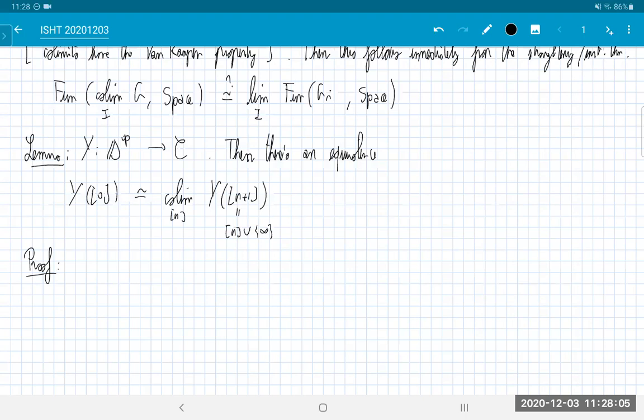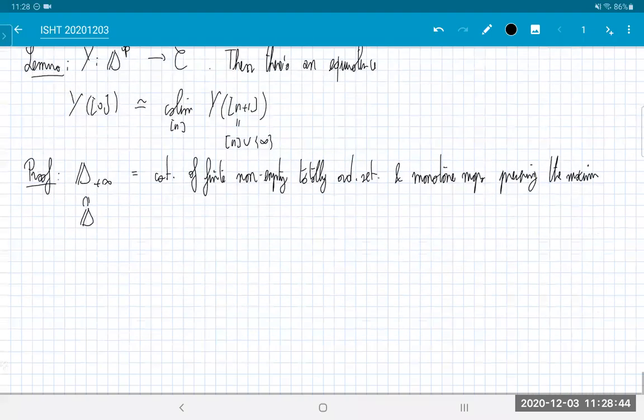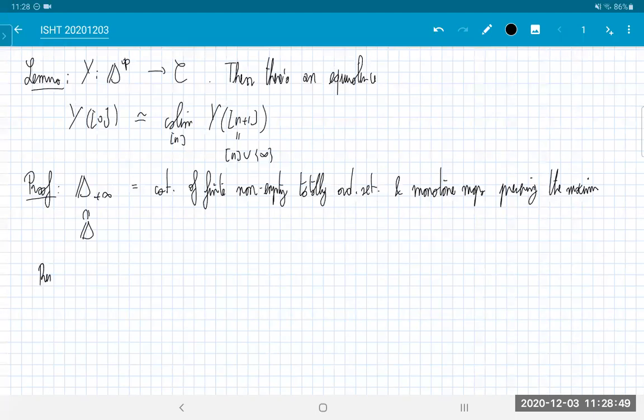And so the idea is you take delta plus one. This is the category of finite, nonempty, totally ordered sets and monotone maps preserving the maximum. So there's a subcategory of delta that has all objects, but I'm taking only the maps that preserve the maximum. So the first remark is that this inclusion, delta plus infinity inside delta, has a, now, which direction does it go? It has a left adjoint which just adds a maximum.